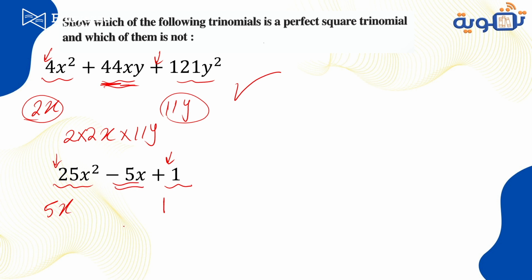Let's get the middle term. I get the middle term by multiplying 2 by the square root of the first, by the square root of the second. Here, the result will be 10x. Oh, it's 5x, so I can't say it's a perfect square. It's not a perfect square.